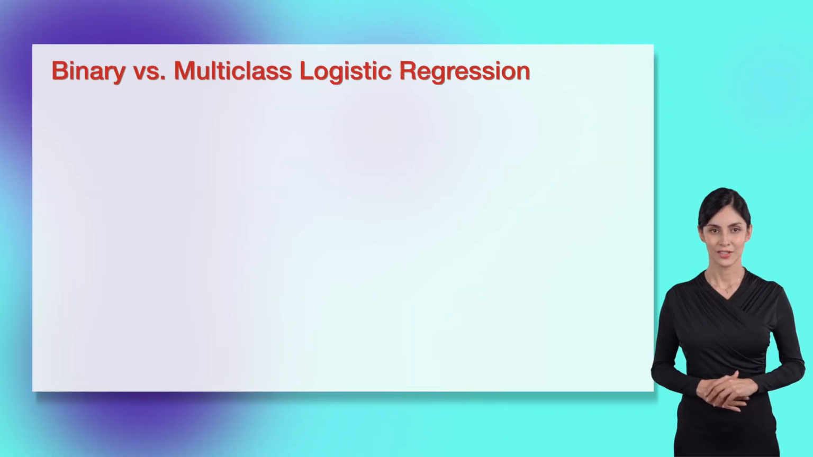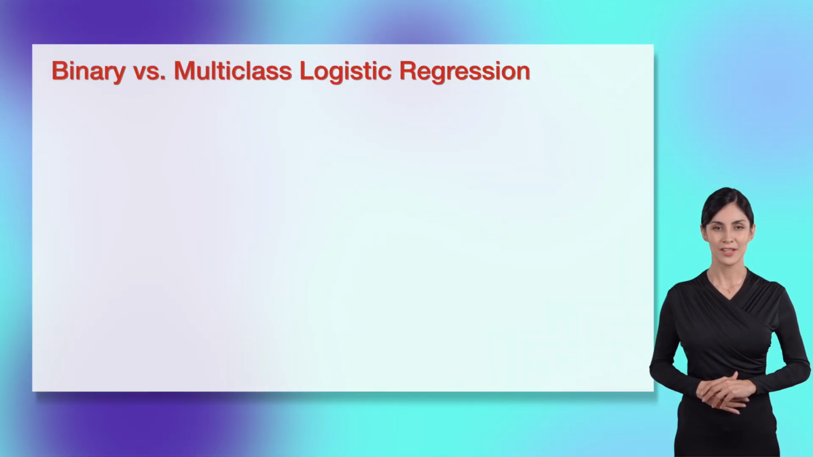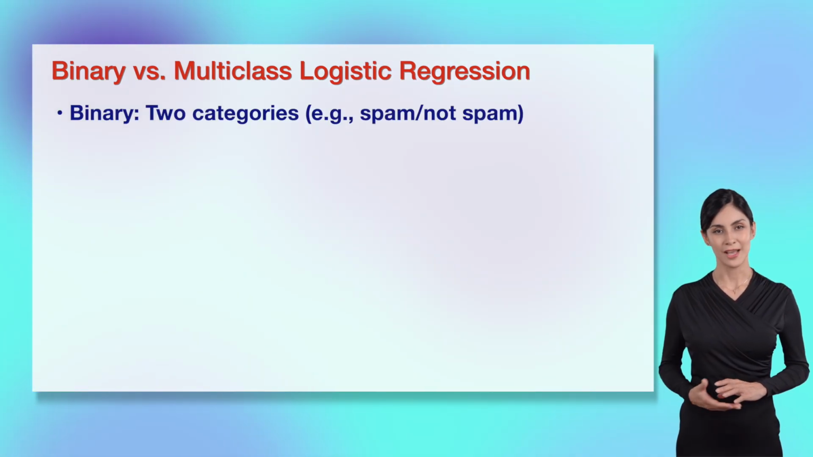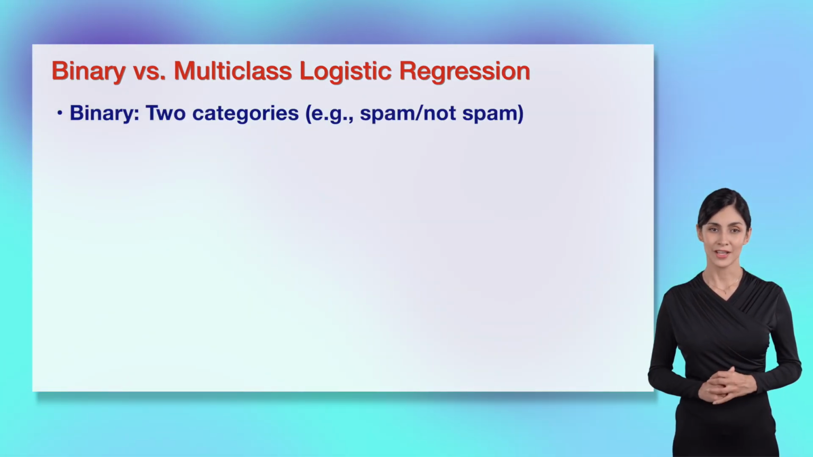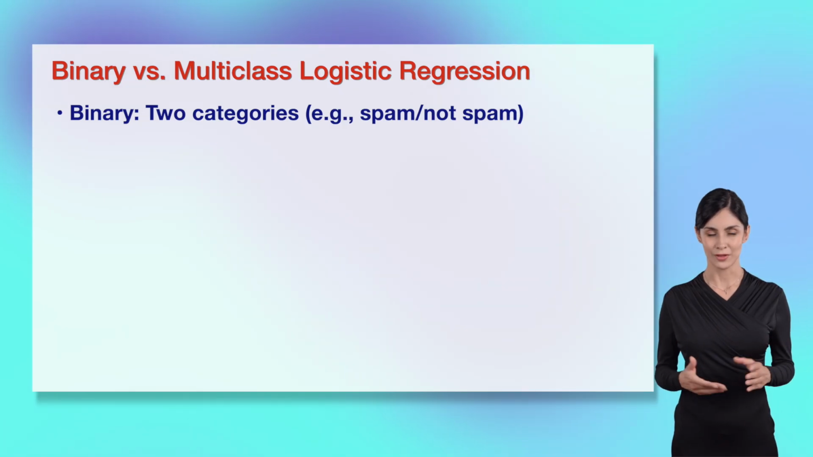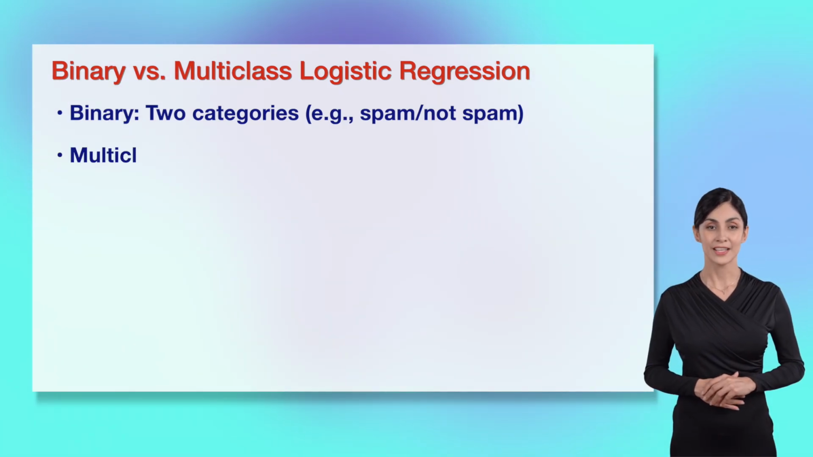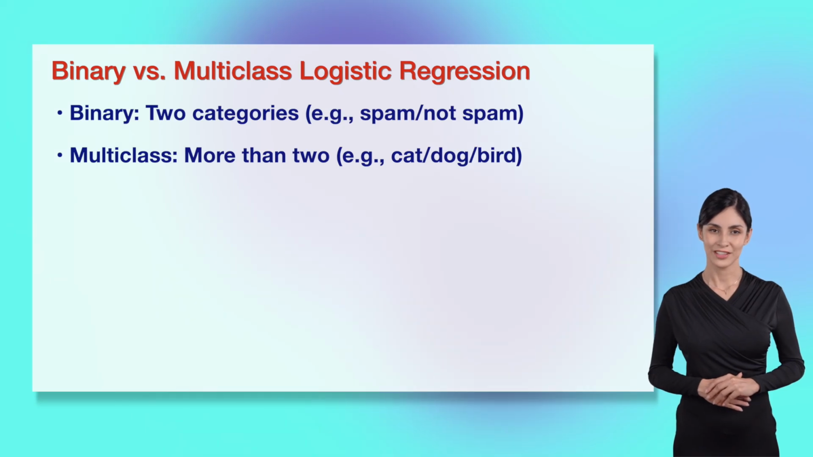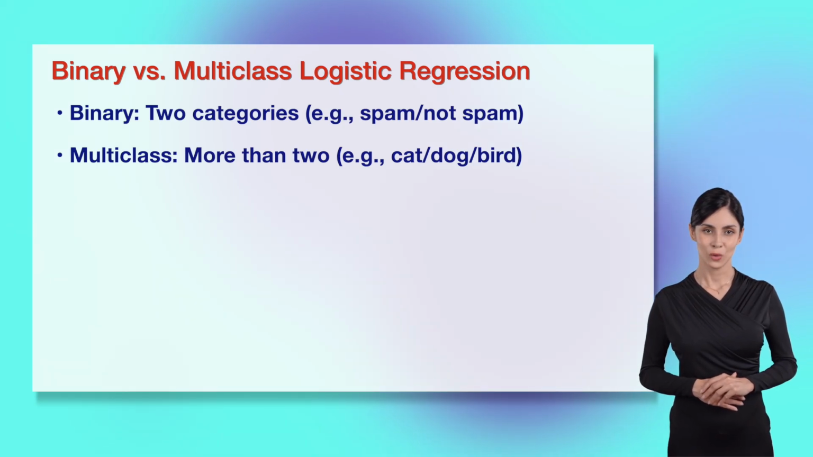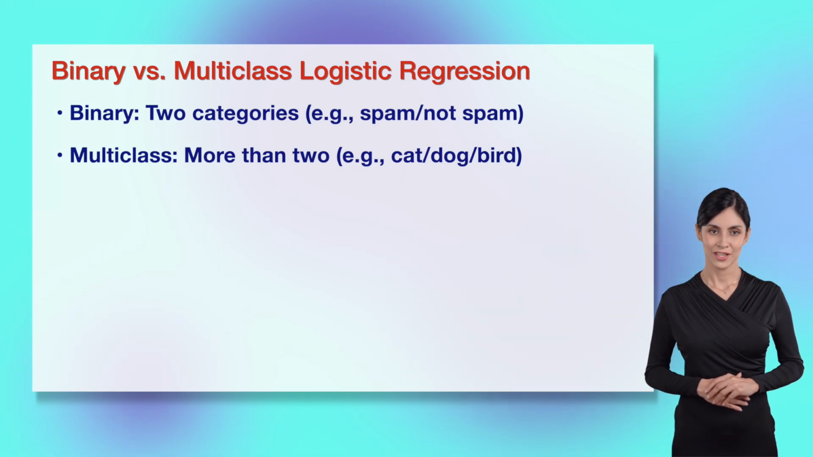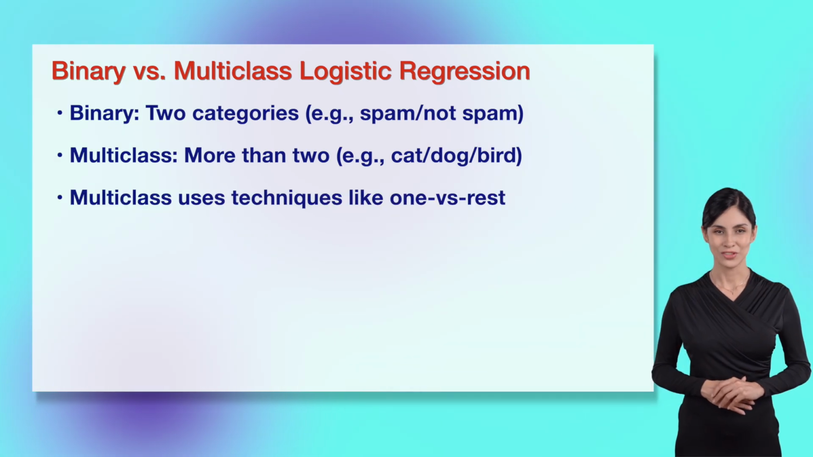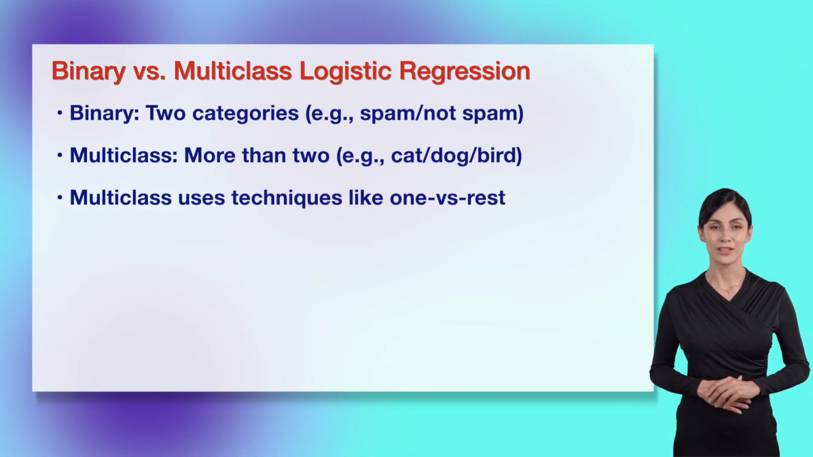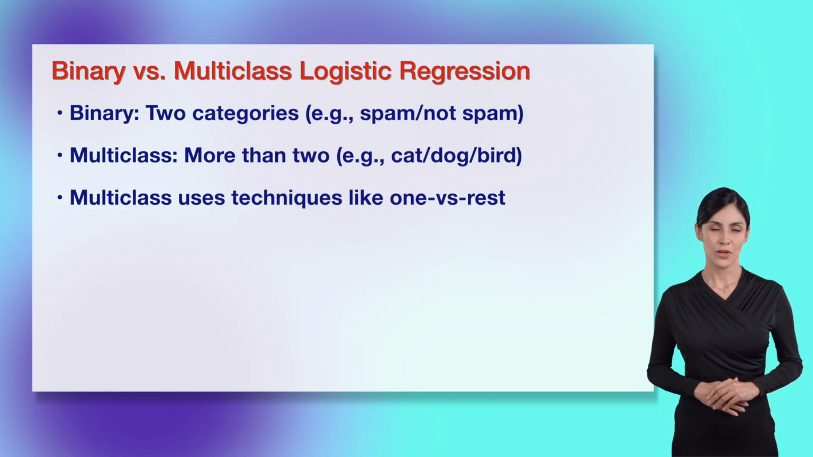Let's compare binary and multi-class logistic regression, and I'm so thrilled to explain the difference. Binary logistic regression handles two categories, like classifying emails as spam or not spam, keeping it simple. Multi-class logistic regression deals with more than two categories, such as classifying animals as cat, dog, or bird, expanding our options. It uses techniques like one versus rest, where it breaks the problem into multiple binary classifications for each category.